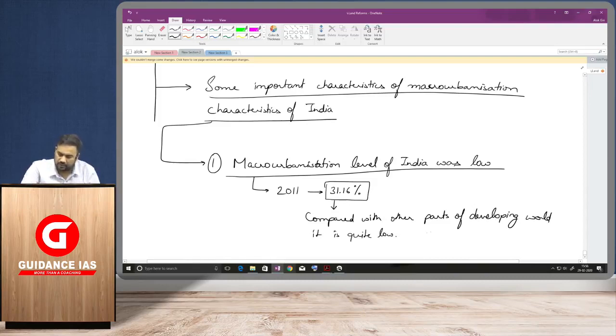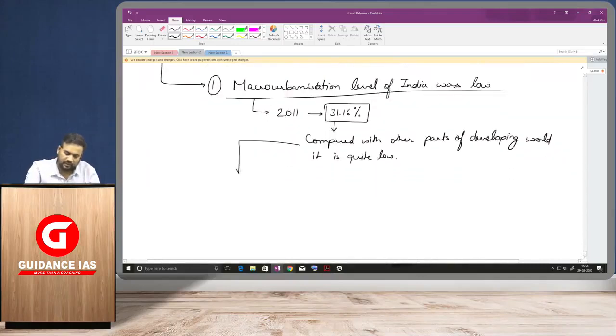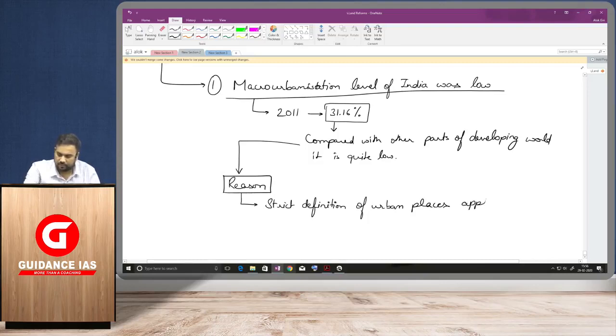So what is the reason for this? Essentially, the reason lies in the strict definition of urban places applied in India.